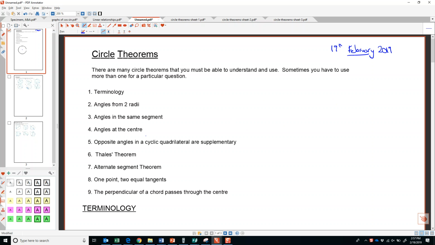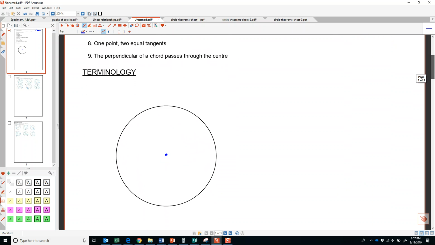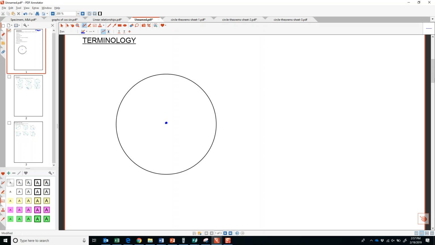We're going to start with the terminology. These are the circle theorems here. We've got angles from 2 radii. Actually, that's not technically a circle theorem, but it's something important that you need to be aware of. And then these are our circle theorems here. So if we go down to terminology, draw yourselves a nice big circle.